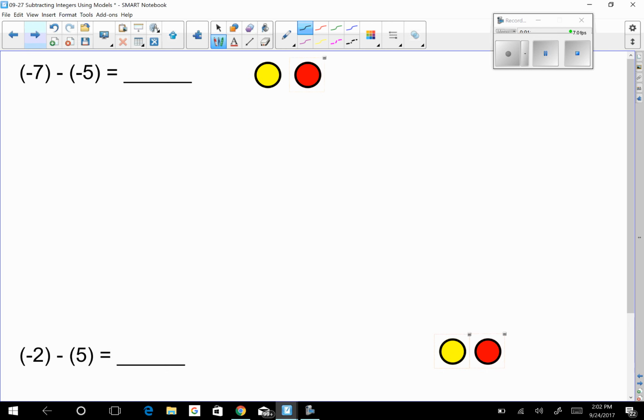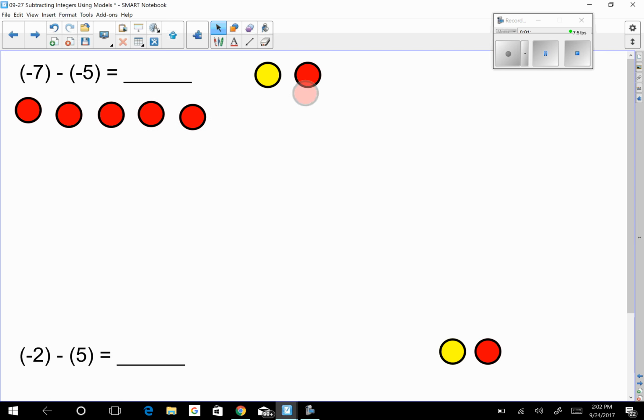Now we'll go on to one with negatives here. Negative 7, and we're going to take away negative 5. So we need to get 7 negatives here. 1, 2, 3, 4, 5, 6, and 7. Okay, the group that you start with is always determined by this first number. So negative 7, that's what we're starting with.